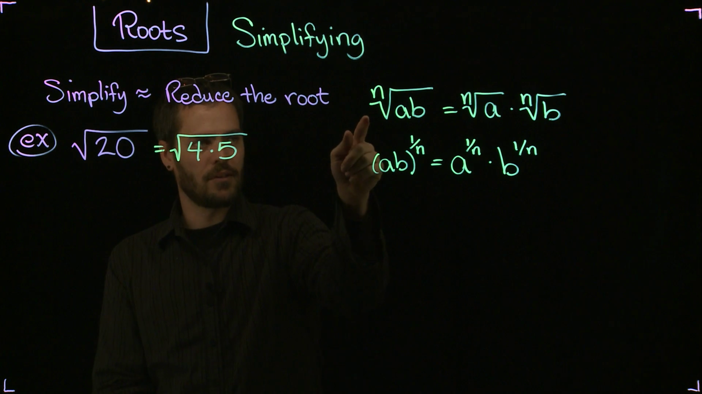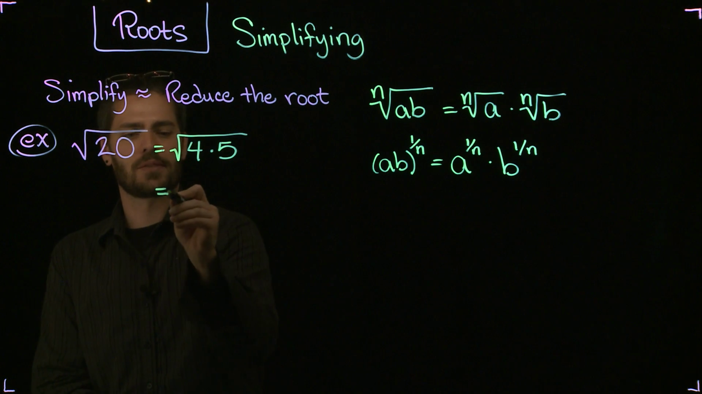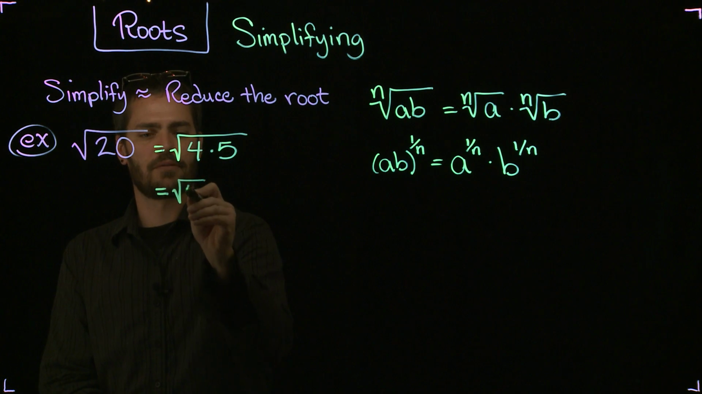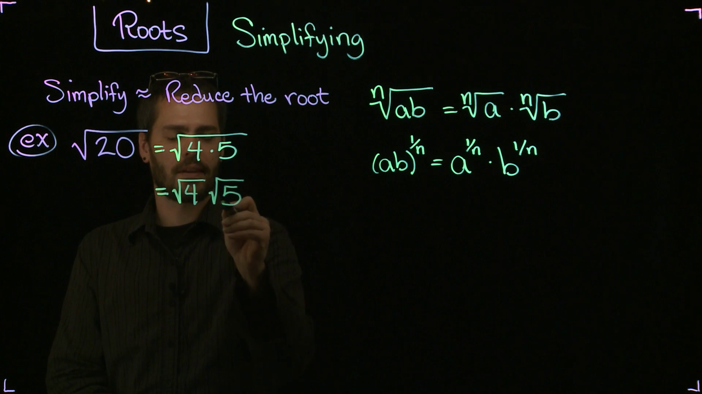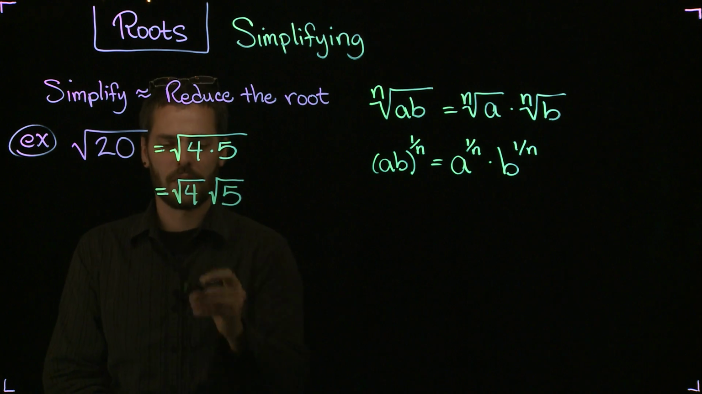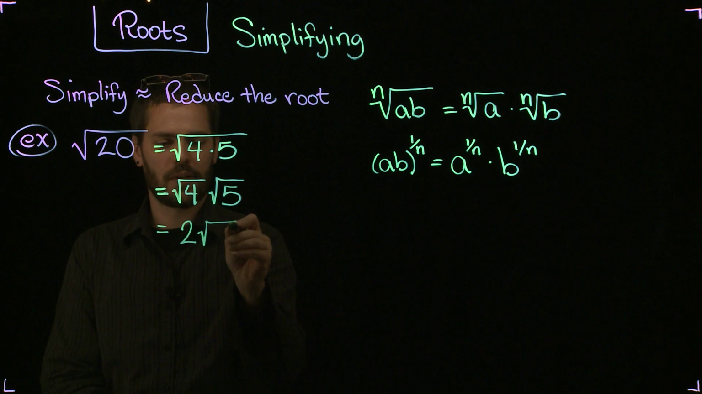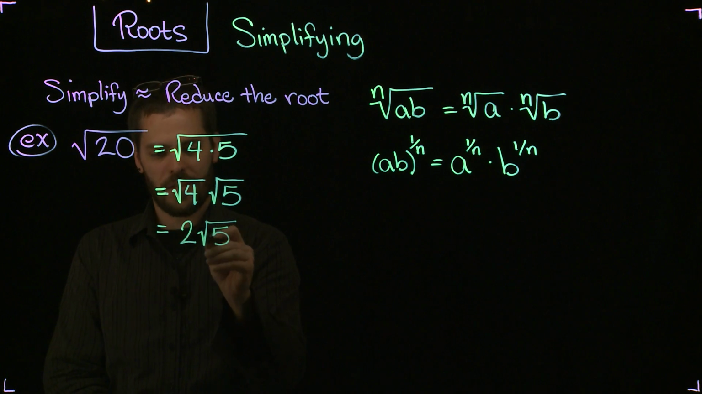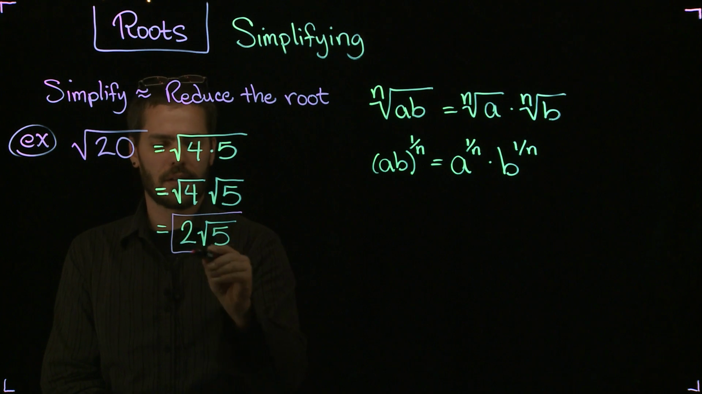Because of this property over here, I can say that we can separate this square root into the square root of 4 times the square root of 5. The square root of 4 comes out to 2 because 2 times 2 is 4. So this looks like 2 square root of 5. And this is what we call the simplified expression.